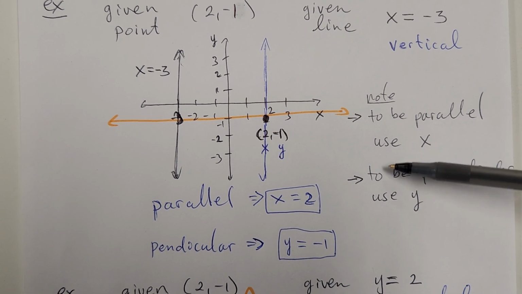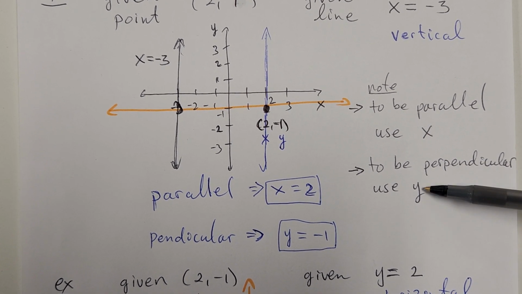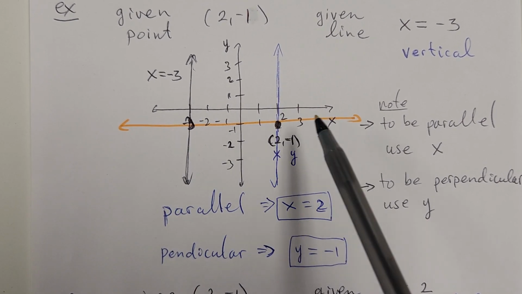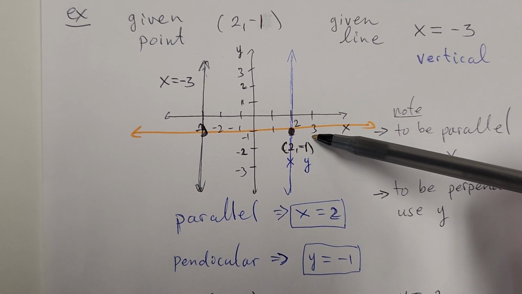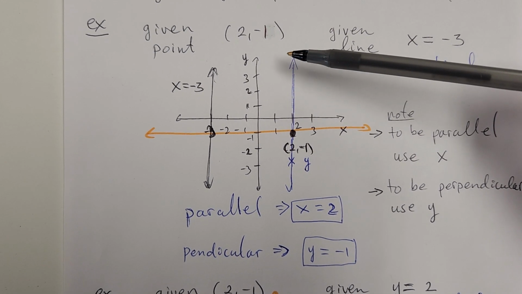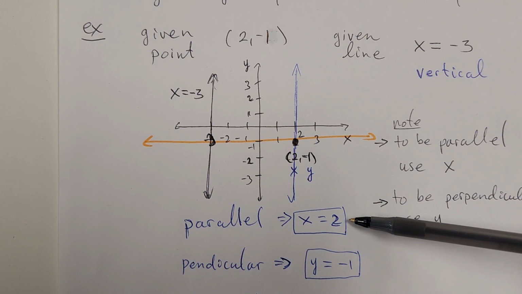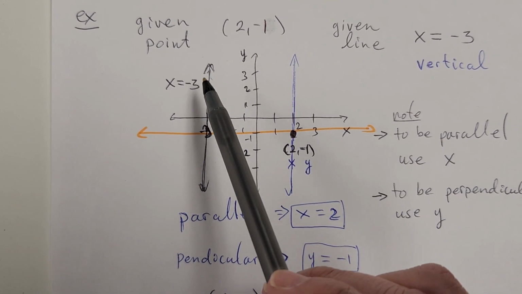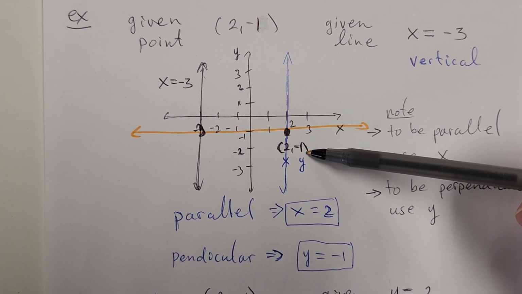To be perpendicular, you will use the letter y right here. So this orange line right here is perpendicular to this black line. So therefore y is -1. Okay, one more time. This blue line is parallel to x, which is 2. This orange line is perpendicular to this black line, which is y, -1.